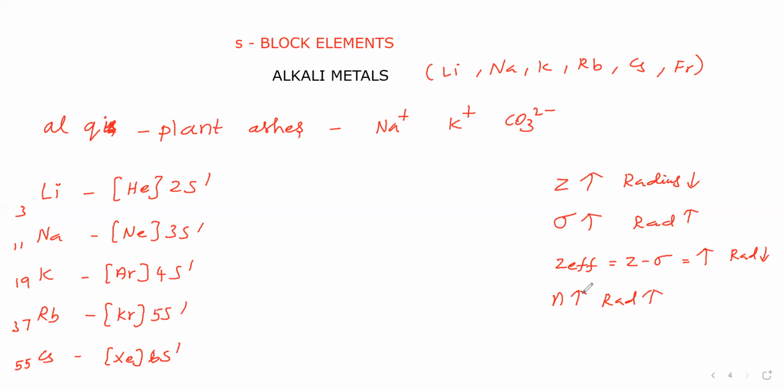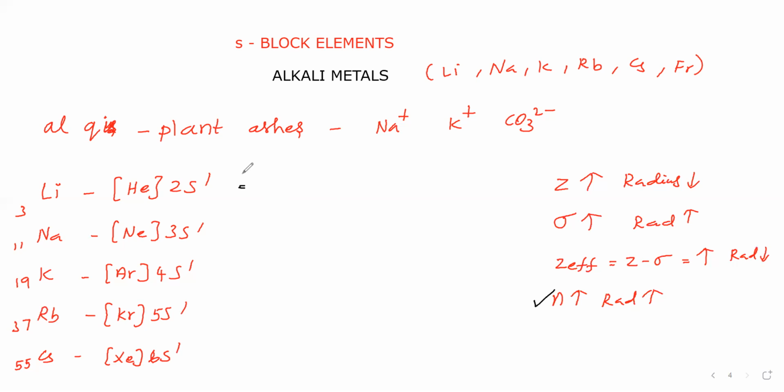Down the group, what is the dominant factor? Down the group, the dominant factor is the number of shells. Number of shells increases down the group, therefore atomic radius increases. You see in lithium 2 shells are there, sodium 3 shells, potassium 4 shells, rubidium 5 shells, cesium 6 shells. Therefore, down the group, the number of shells filled with electrons increases, so atomic radius increases.